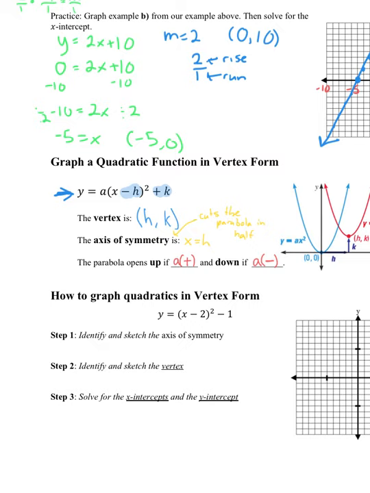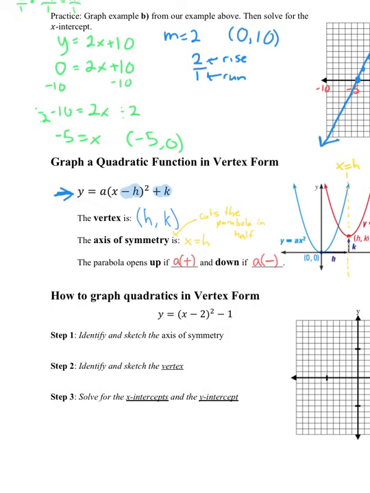And again, the axis of symmetry is what cuts the parabola perfectly in half, and we'd say x equals h. That's how we'd represent it on a graph, just by drawing a dashed line right up the middle, through the vertex.